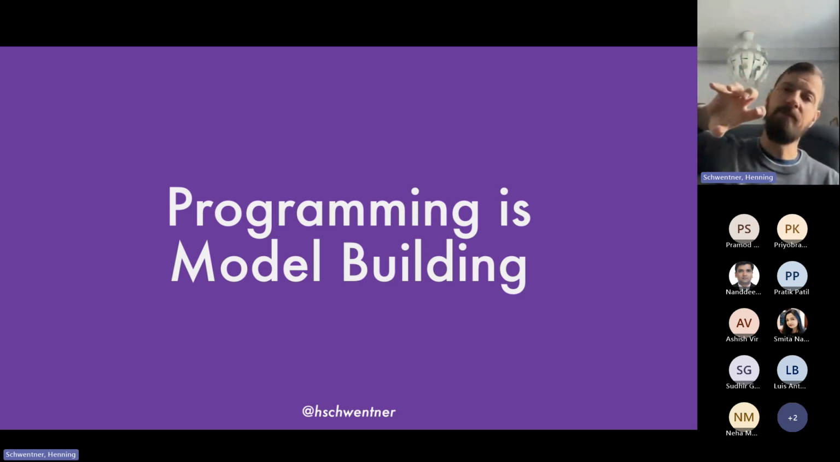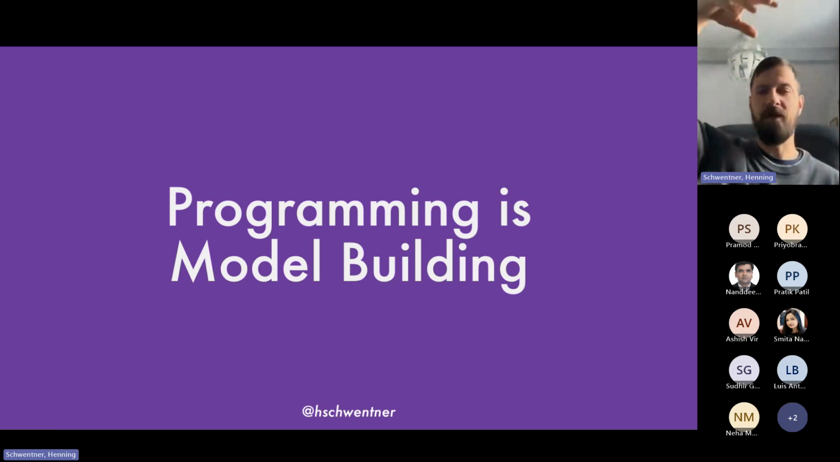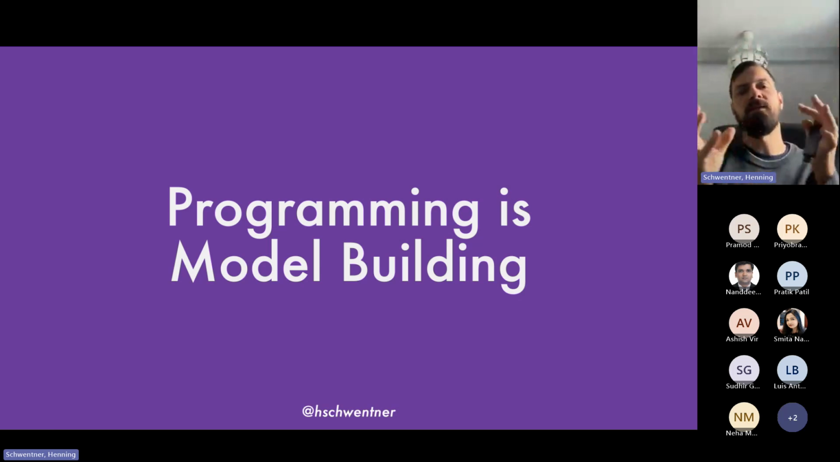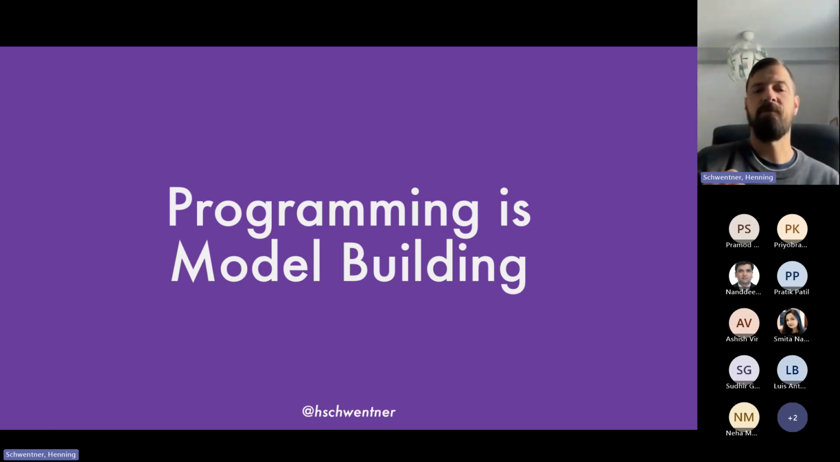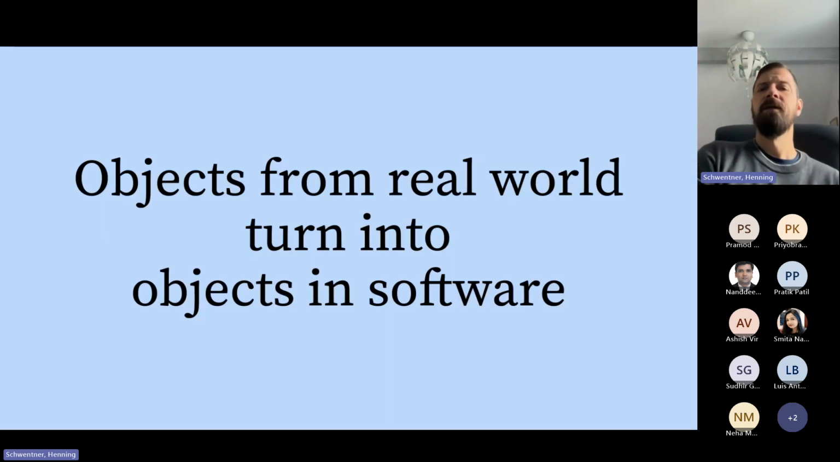And around this domain model, we build the rest of the software. All the technical stuff, the UI, the database, all that is built around this domain model. We use all the stuff to support the domain in the end. How do we build a domain model? Well, there are several rules of thumb that can help us. And the basic idea is, we take the objects from the real world and we turn them into objects in software. That's basically why it's called object-oriented programming.